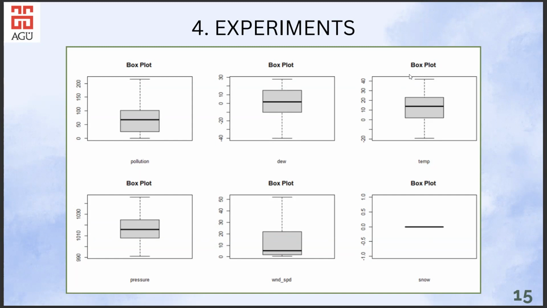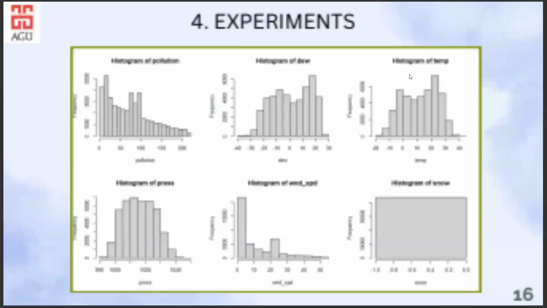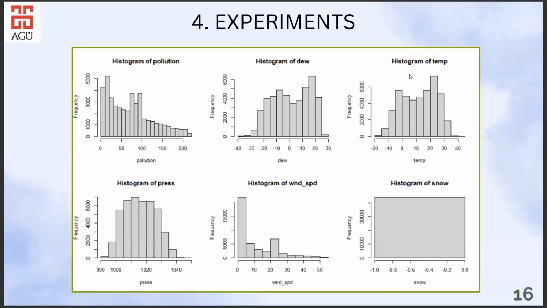These ones are after replacing outliers with the mean of the related variable. As you see, there are no outliers. Next page. These are the histogram graphs for our pollution, depth, temperature, pressure, wind speed, and snow. And that was the end of my part. My friend will continue.